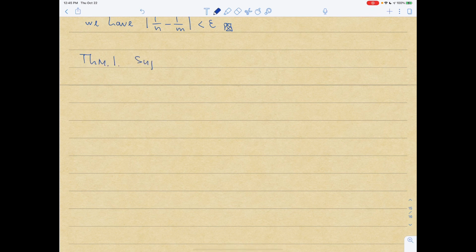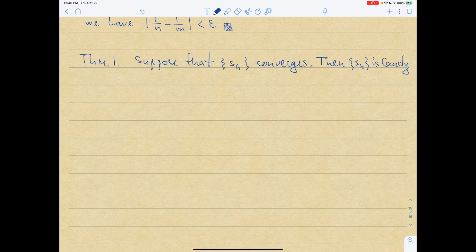Suppose that the sequence Sn converges. Then Sn is also Cauchy. And the proof of this fact is actually not so complicated. And it will rely on the definition of convergence and on the triangle inequality.